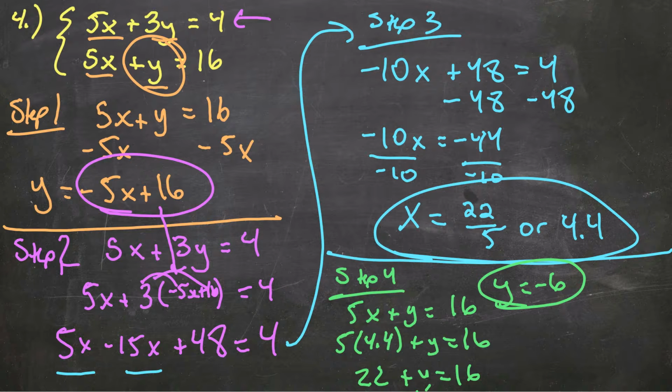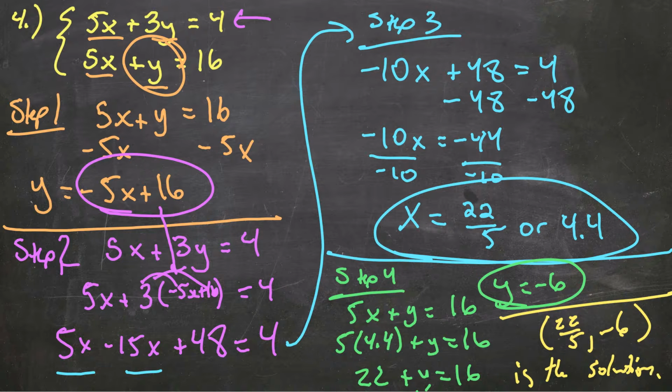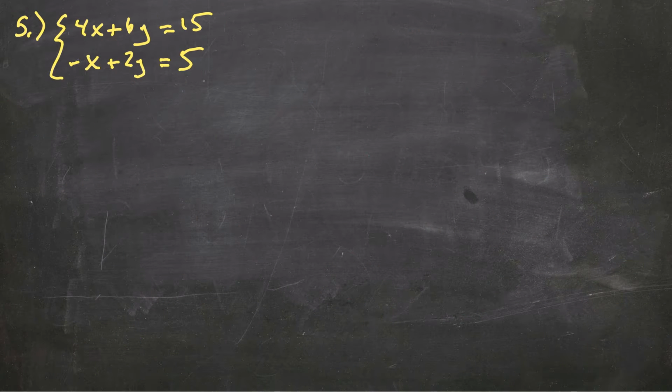So now I have a number answer for x, a number answer for y. That means I can finally move on to step 5. And step 5 says that I just write it as an ordered pair. 22 fifths, negative 6 is the solution. And that's it for number 4. Alright, number 5, exact same concept, so I'm going to start picking it up a little bit. Hopefully by now you understand what's going on.